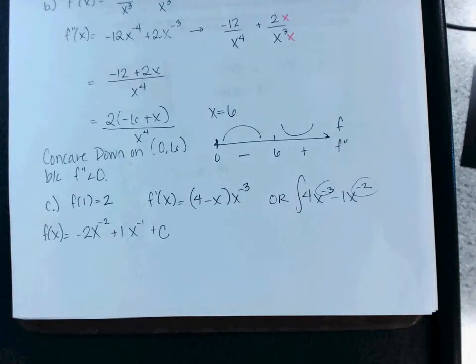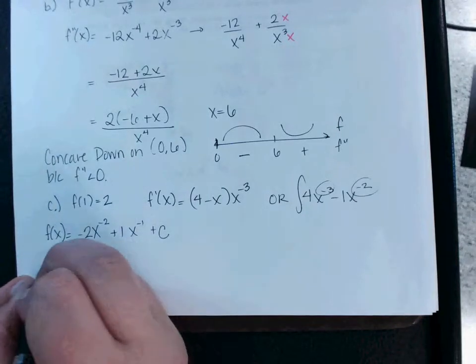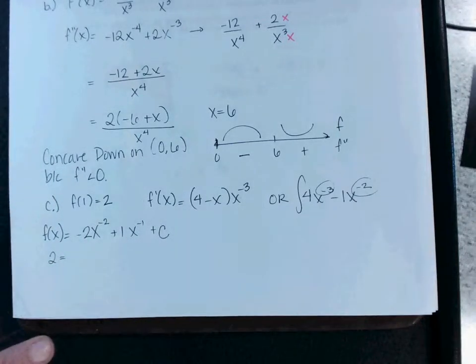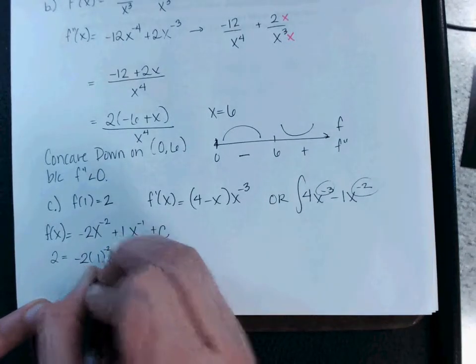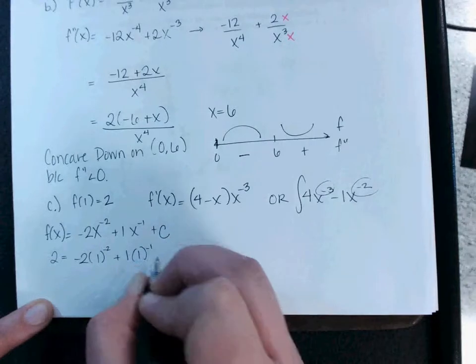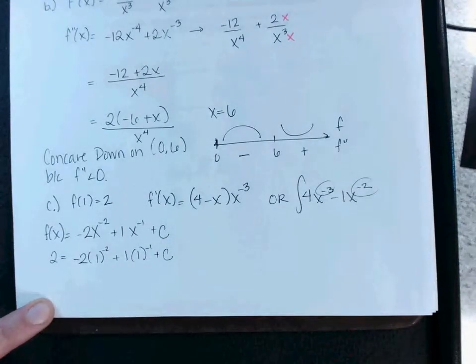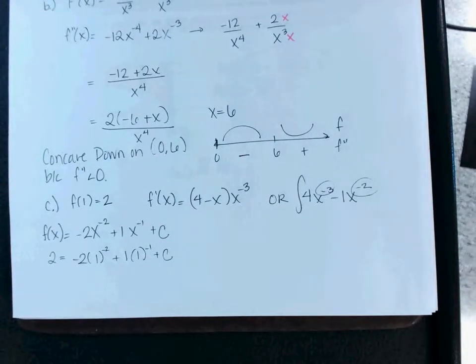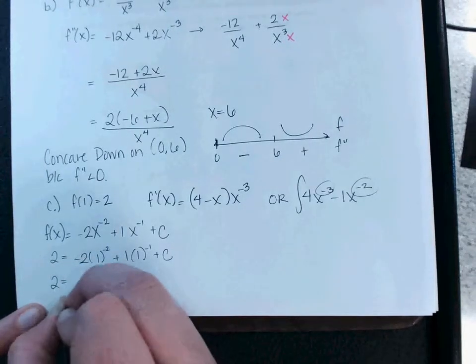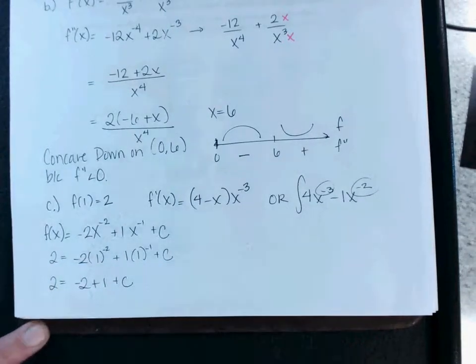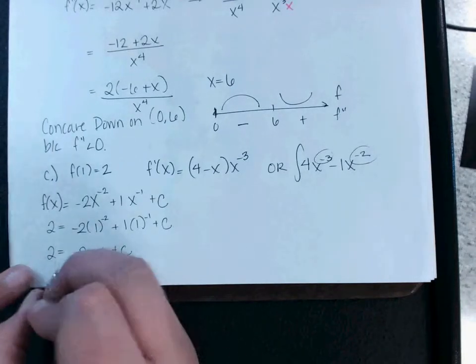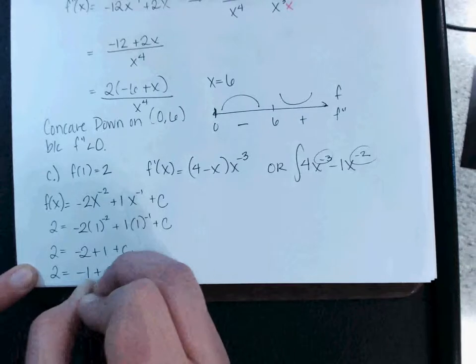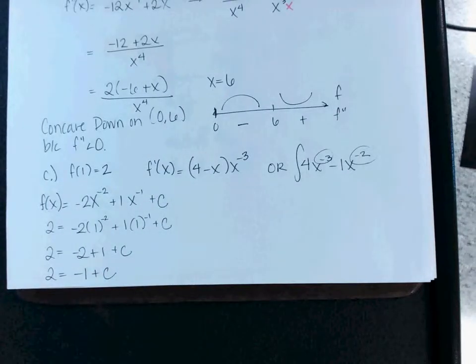Okay, then from here we know that f of 1 is 2, so we just have to go back and find our c. So it'd be negative 2, 1 to the negative 2, 1 to the negative 1, plus c. Okay, but 1 to any power is just still 1. So really this is negative 2 plus 1 plus c. Combine these two guys here, you get a negative 1, then what's c when you solve it? 3. Very good.